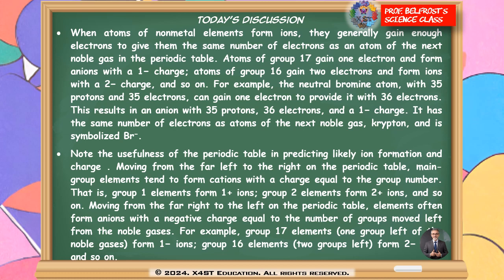Note the usefulness of the periodic table in predicting likely ion formation and charge. Moving from the far left to the right of the periodic table, main group elements tend to form cations with a charge equal to the group number. That is, group 1 elements form positive 1 ions, group 2 elements form positive 2 ions, and so on. By moving from the far right to the left on the periodic table, elements often form anions with a negative charge equal to the number of groups moved left from the noble gases. For example, group 17 elements, one group left of the noble gases, will form negative 1 ions. Group 16 elements, two groups left, will form negative 2 ions, and so on.